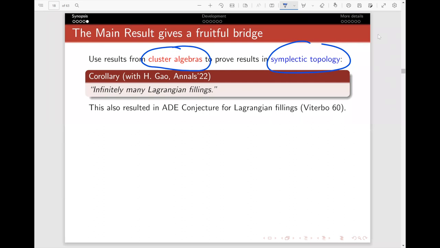Your paper is on the arXiv, right? So I can look over that. Yeah, all the papers I'm mentioning are on the arXiv, yes.